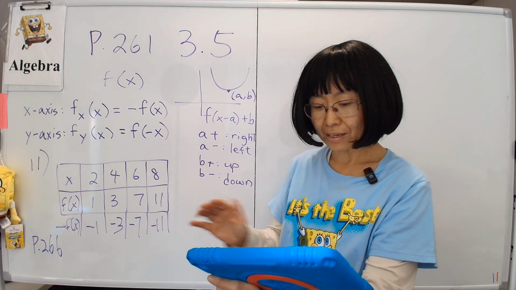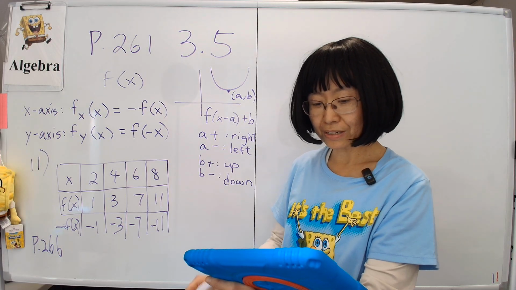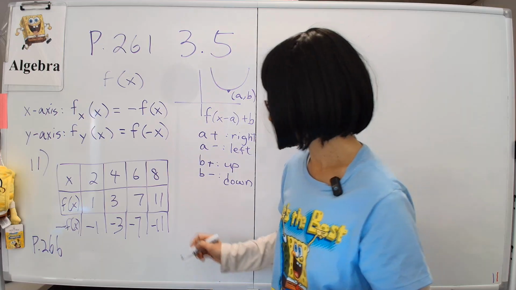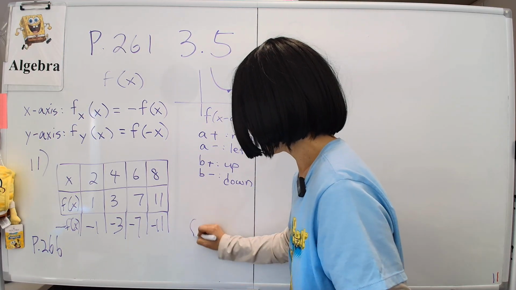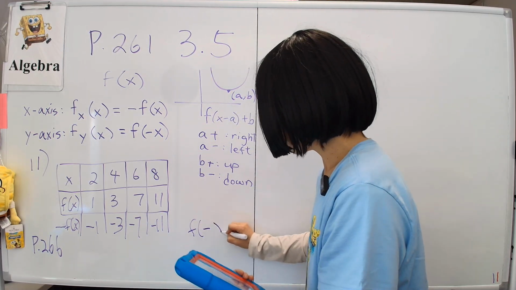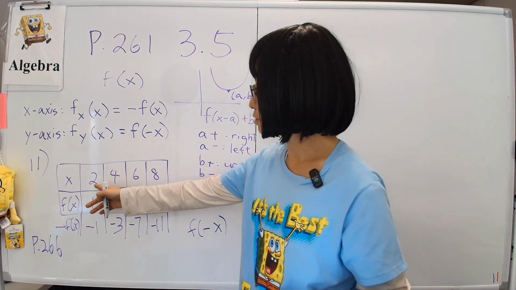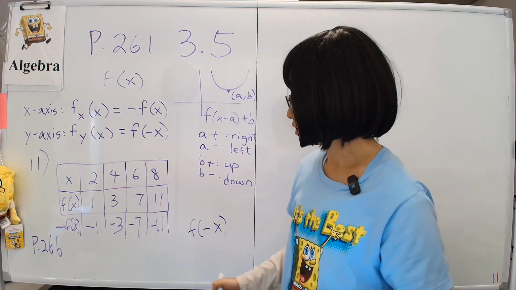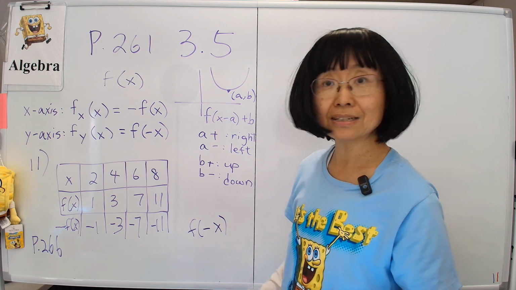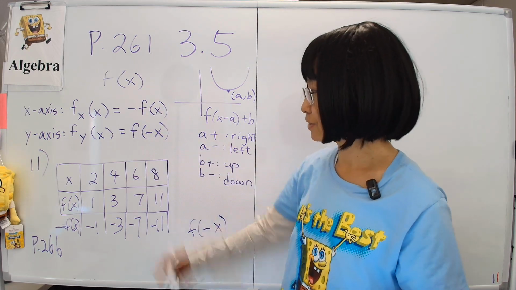Now part B is more tricky. Now we need to figure out h of x equal to f of minus x. So now we're looking for this thing. What is f of minus x? And find a chart for it. Well, f of x, notice that it's only defined for 2, 4, 6, 8. So we can't say, what's f of minus 2? We can't do that because we don't even know what it is.